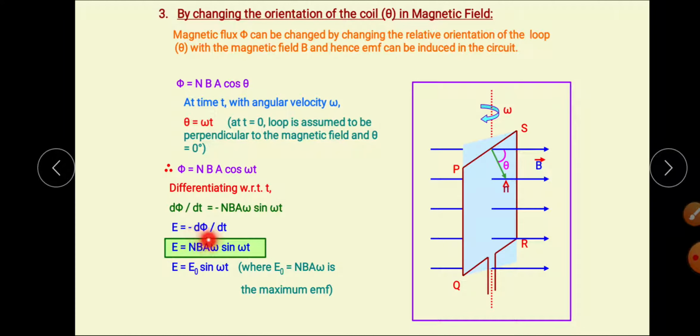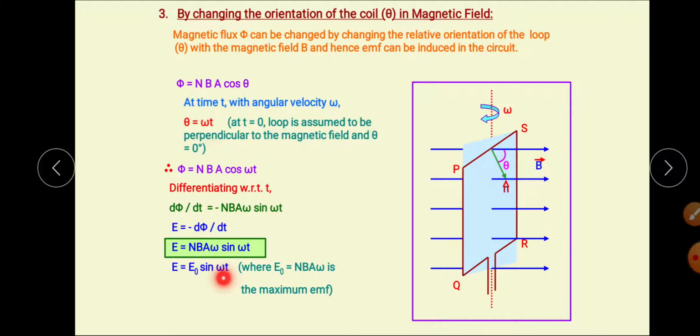Now induced EMF is the negative of d phi by dt, so we put one more negative sign here, and minus minus becomes positive. So it becomes NBA omega sine omega t. This is the expression for induced EMF. If we replace NBA omega by the maximum EMF E naught, the maximum EMF induced in the coil, then E is equal to E naught sine omega t. Because the coil is rotated continuously, the induced EMF depends upon time and varies sinusoidally.